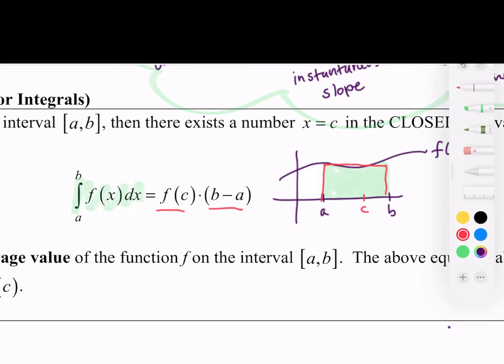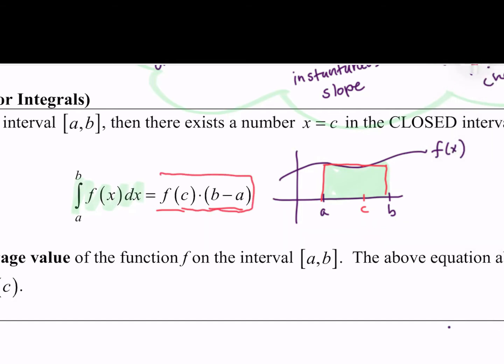Hopefully my color coding helps. Maybe I'll show that that's a rectangle, just like this rectangle over here. I bet your pictures look great. This equation is helpful to think of visually.